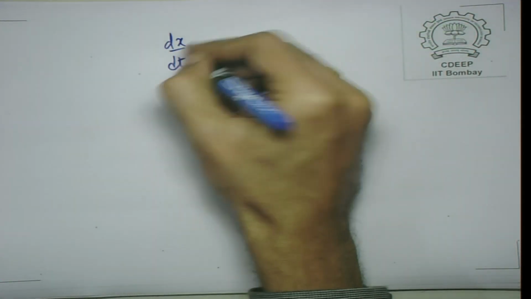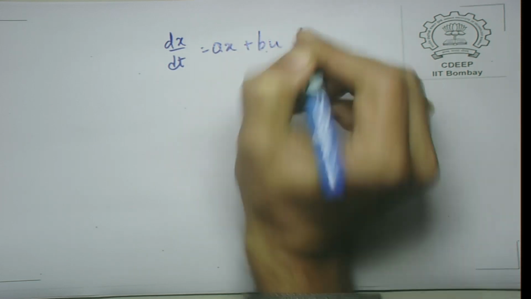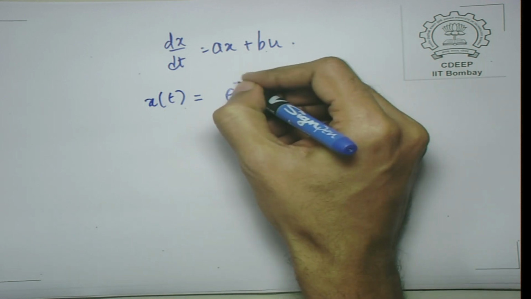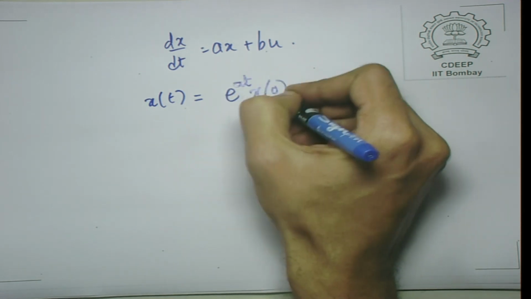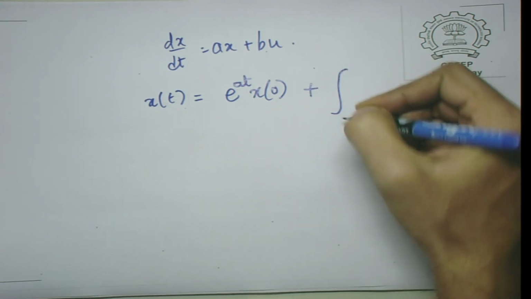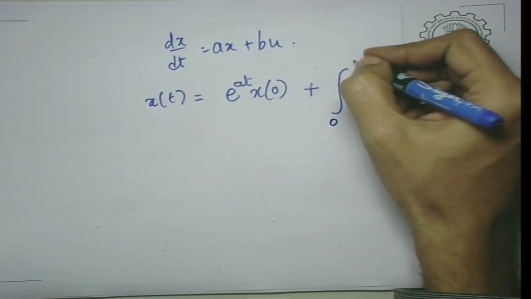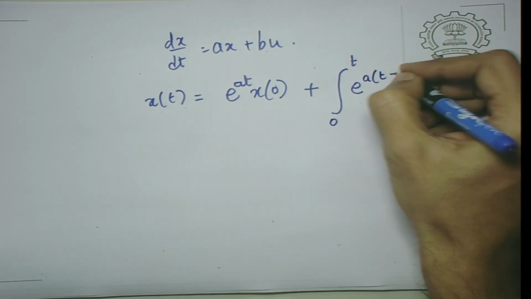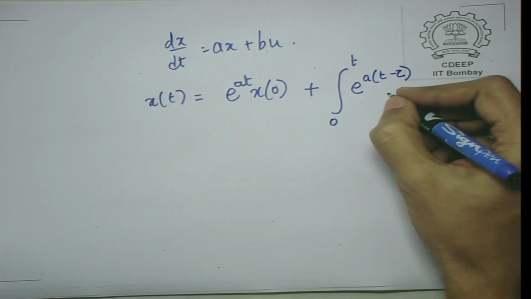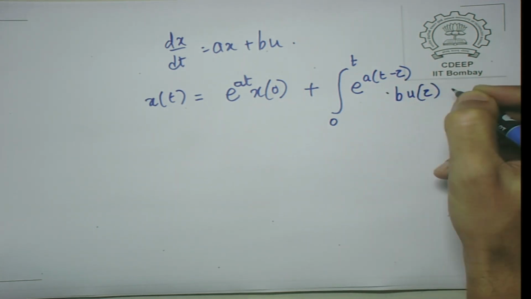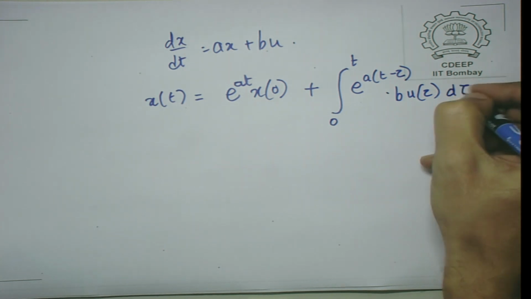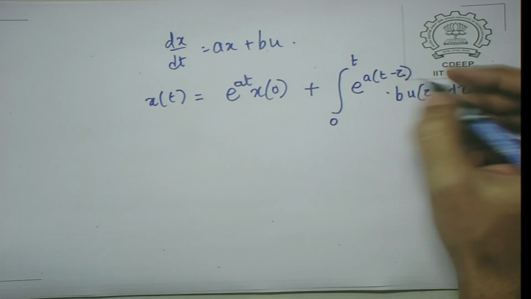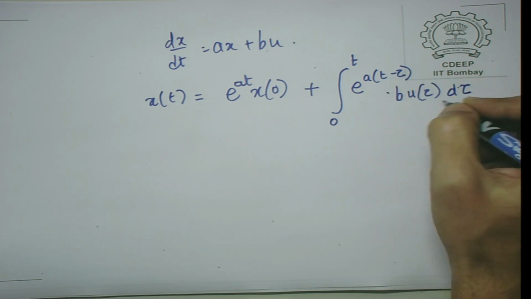In case you are having the input, dx by dt is equal to Ax plus Bu, in that case the solution is e raised to At x of 0 plus what is known as a convolution integral. So, this is integral from 0 to t of e raised to A into t minus tau into B u of tau, u could be a function of time, into d tau. Remember that the integration is over the variable tau, not t. So, it is e raised to A t minus tau B u tau d tau.